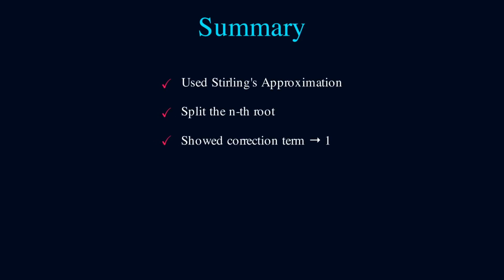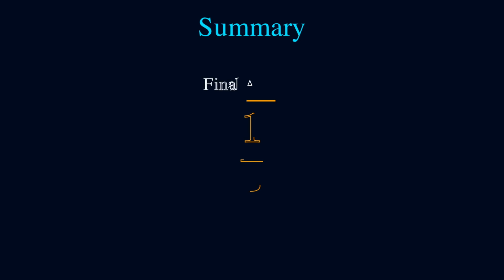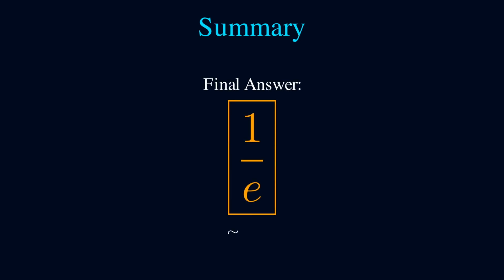Let's summarize what we've accomplished. We use Stirling's approximation to handle the factorial. We split the nth root into two manageable parts. The correction term approached 1. The main term simplified to n over e. Finally, the division cancelled the n, leaving 1 over e.